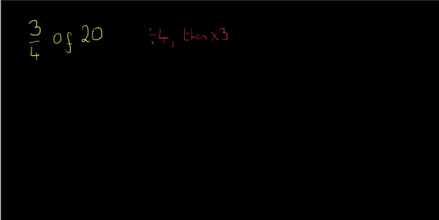So doing that first job, well, 4 into 20, well, that goes in 5 times. And so then we'll simply do 5 times 3, which equals 15. So 3/4 of 20 equals 15. And you can see by laying it out this way, I'm starting to just remember the method, and therefore it starts to become a little bit more efficient.